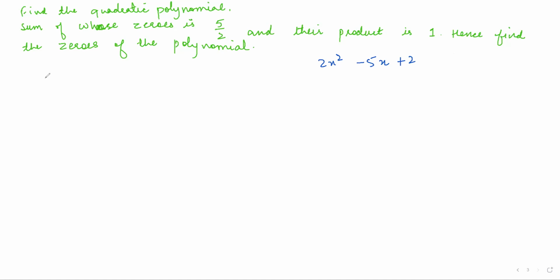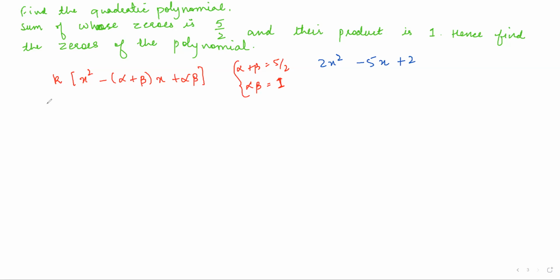Wait, ma'am, let me recheck. See, Martin, there's one mistake you are making. The general representation is k times x square minus (alpha plus beta) into x plus alpha beta. K can be any real number. Now, in this case, the sum is 5 by 2. That means alpha plus beta is 5 by 2, and the product is 1. So always note down, first of all, what information is given.